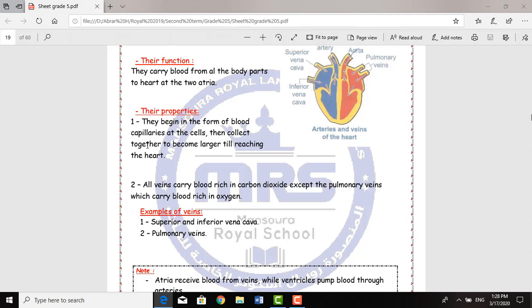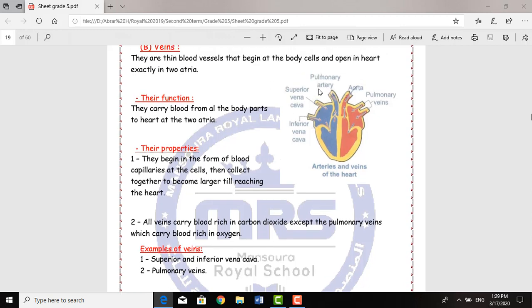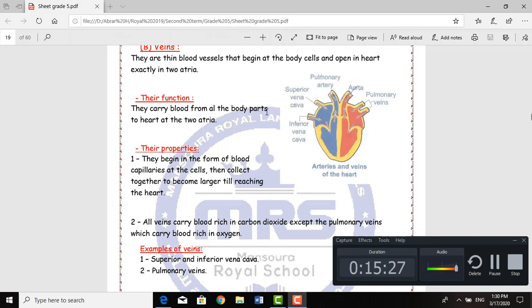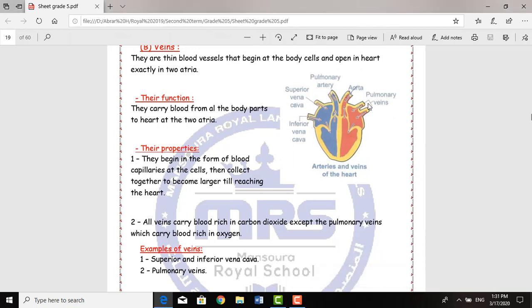For examples of veins, I have here two veins, the superior vena cava and the inferior vena cava. The superior and inferior vena cava receive the blood from all the body parts and deliver it to the right side of the heart, while the pulmonary veins receive the blood from the lungs and deliver it to the left side of the heart.